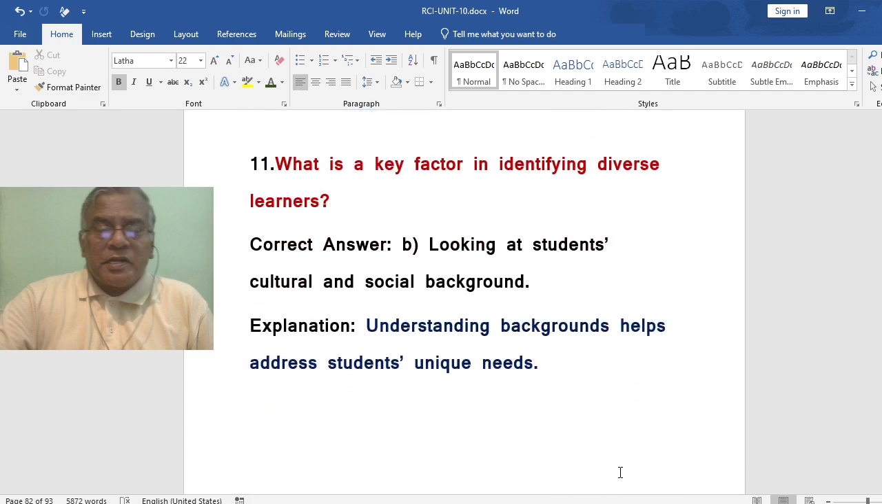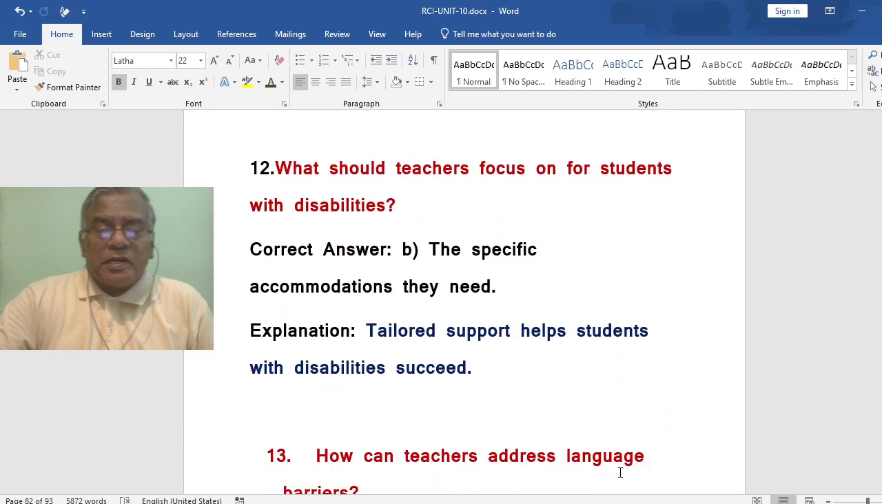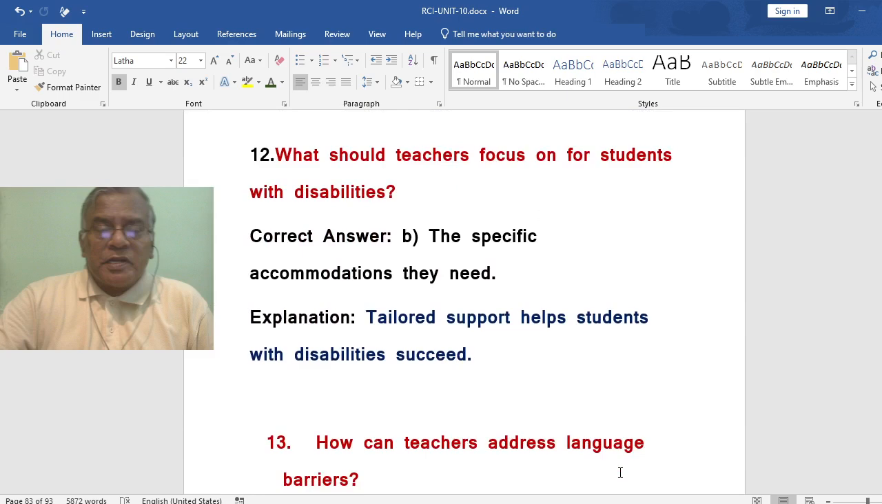What is the key factor in identifying diverse learners? The key factor in identifying diverse learners is looking at students' cultural and social background. Understanding backgrounds helps address students' unique needs. What should teachers focus on for students with disabilities? That is the specific accommodations they need. Tailored support helps students with disabilities succeed.